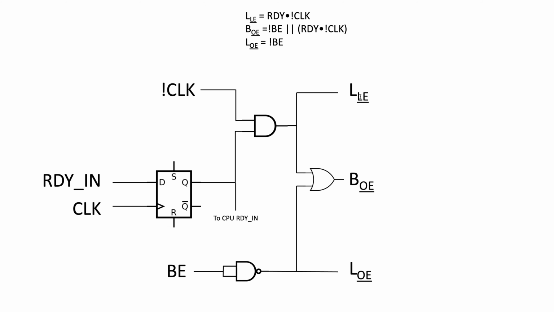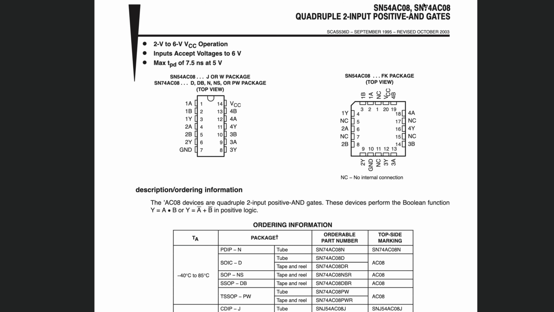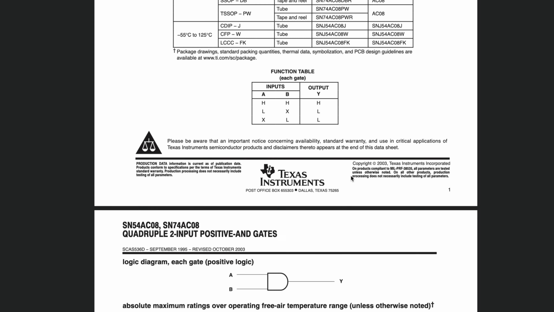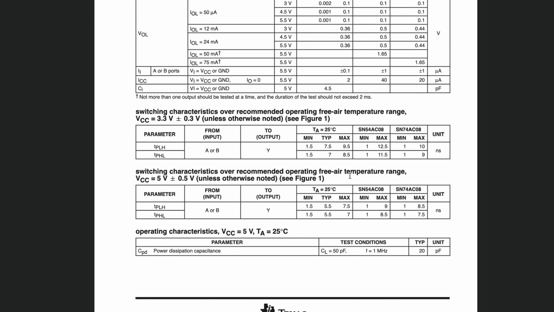So for the latch-enabled circuits, we are only going through an AND gate. And so for this one, I'm going to use 74AC08. And if we look at the switching characteristics at 5 volts, you can see that the propagation delay from low to high is 1 to 8.5 nanoseconds, and the propagation delay from high to low is 1 to 7.5 nanoseconds.